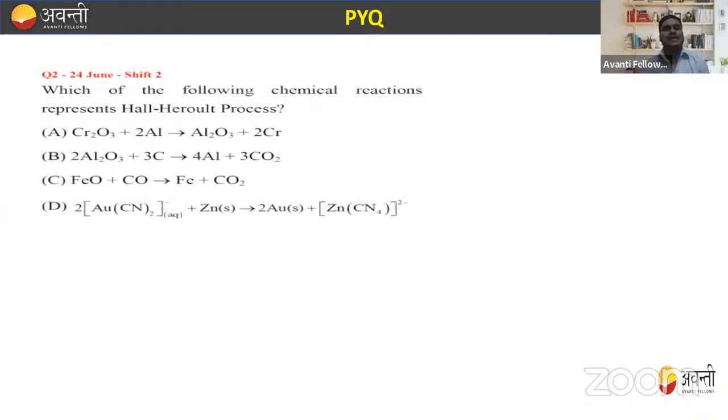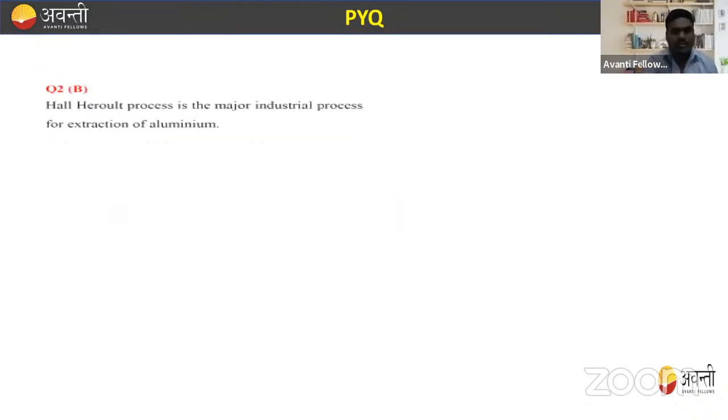Now, which of the following chemical reactions represents the Hall-Héroult process? So you have to identify, out of the following, which chemical reaction represents the Hall-Héroult process, whether it is chromium trioxide with aluminium, aluminium trioxide with carbon, ferrous oxide with CO, or the complex with zinc sulfide. So you have to identify.